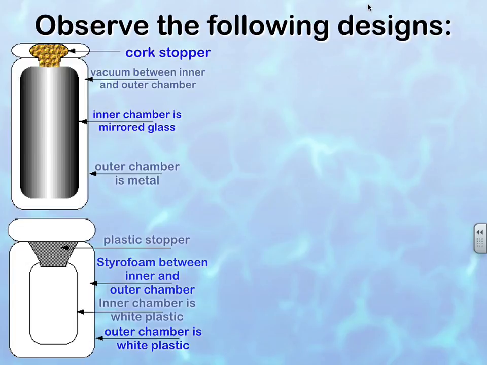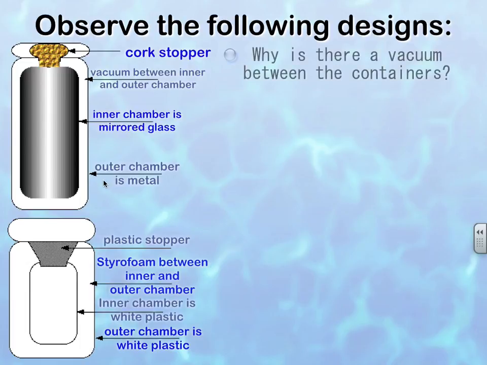Okay, so if we have a thermos, this is the way thermoses were made by the thermos company when I was a little kid. They were amazing. There was a little cork stopper on the top. There's a vacuum between the inner and outer chamber. The inner chamber is mirrored glass and the outer chamber is metal. Now, why do we have a vacuum in between these two?